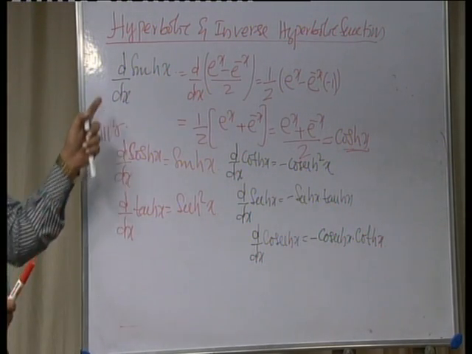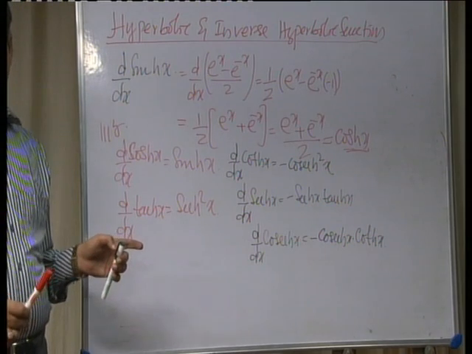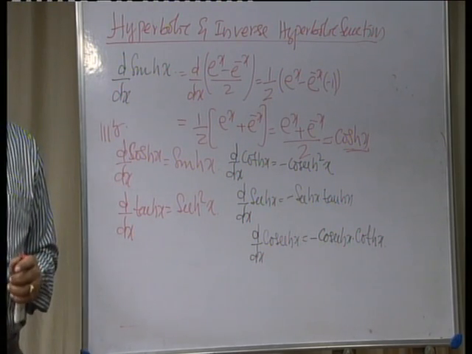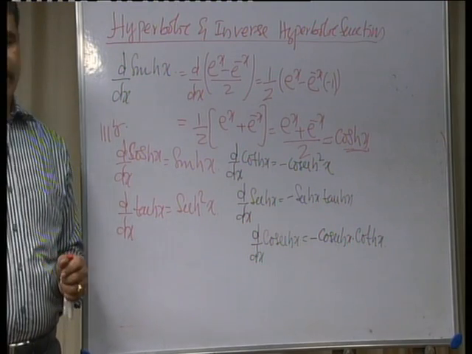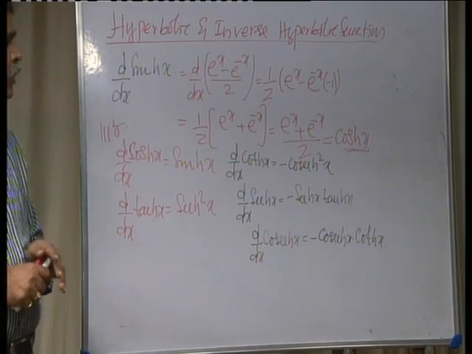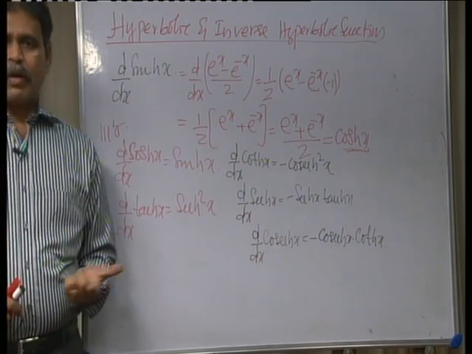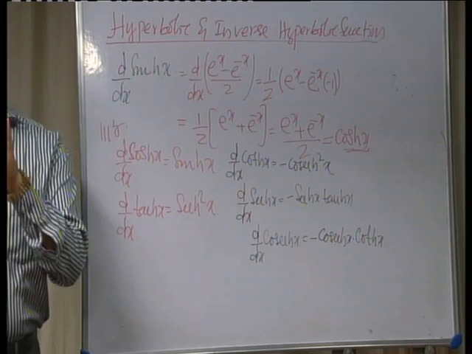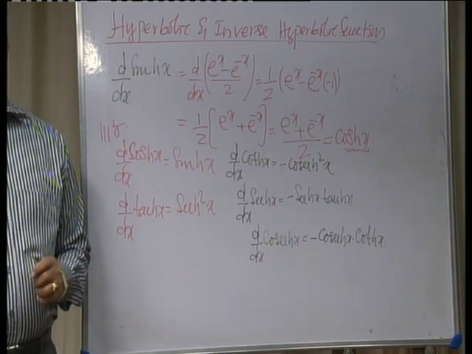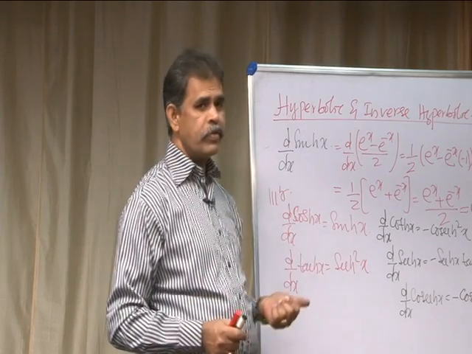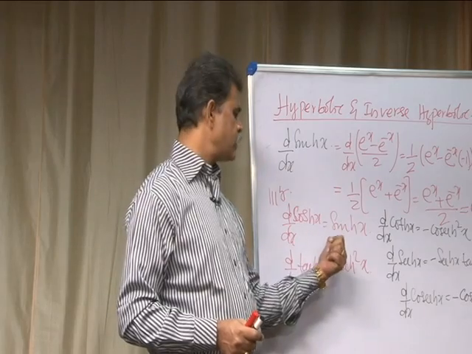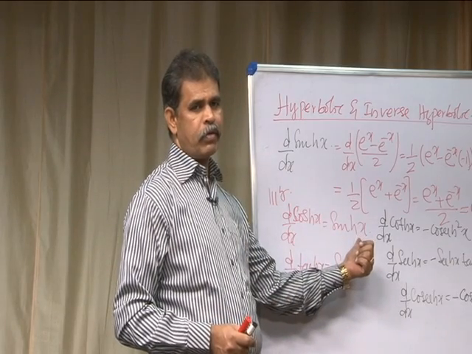The derivative of sinh x, cosh x, tanh x and other things are all equivalent to our trigonometric functions, except one or two differences. What difference can we notice here? In trigonometric functions, differentiation of cos x is equal to minus sin x, whereas differentiation of cosh x is equal to plus sinh x. That is one point we have to remember.